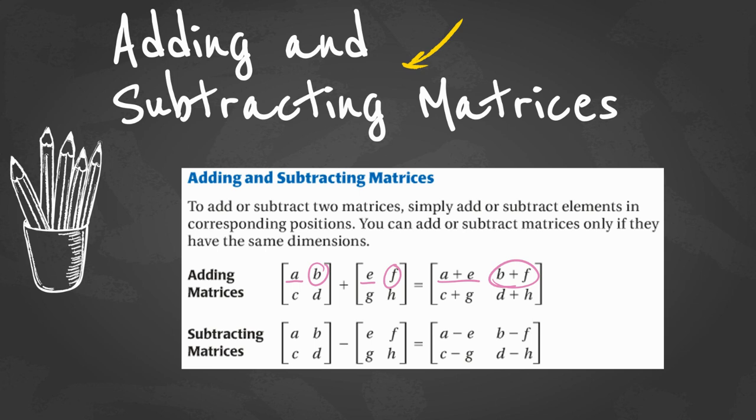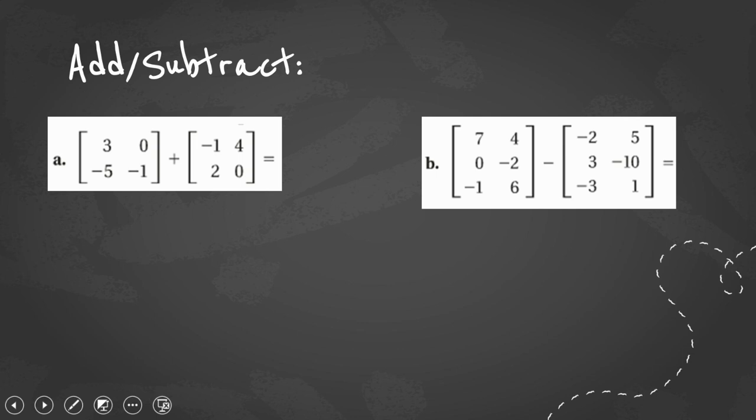Now, it only works to add and subtract if you have the same number of elements in the same dimensions, okay? You can't add like a 2 by 3 plus a 3 by 3. That won't work because there's too many elements in the 3 by 3. They don't all have a match in the 2 by 3, okay? So the first thing you want to check when you're adding or subtracting is, can I do this? Do they have the same dimensions?